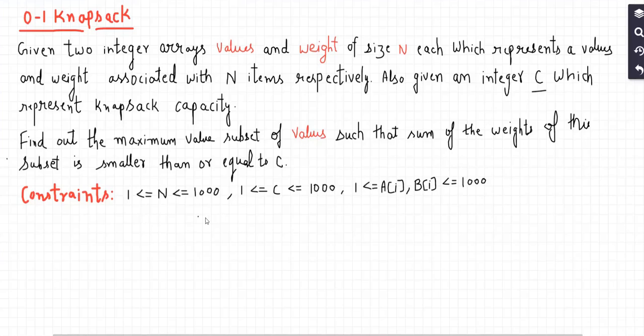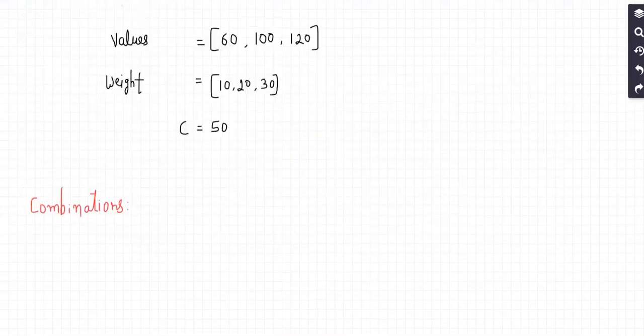The constraints for the problem are: the size of the array, or the number of items, goes up to 1000. The capacity of the knapsack also goes up to 1000, and the values inside those arrays also go up to 1000. Let's better understand the problem statement using an example. So let's take an example.